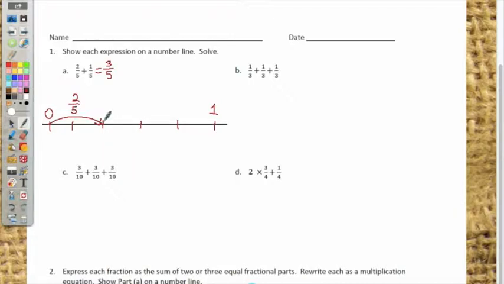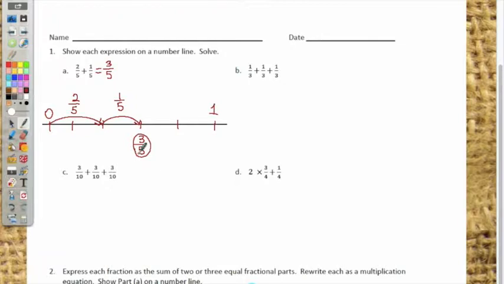Then I'm showing 1/5 more. And who remembers the last thing I need to do and circle it? Elizabeth, do you remember? Yeah, you have to write the fraction on the bottom and circle it. Good. Now, so that's A.